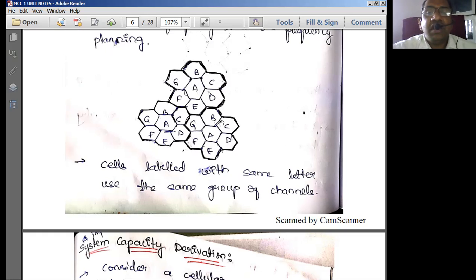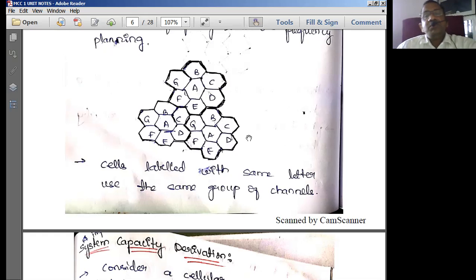See here A, B, C, D, E, F, G. Here also A, B, C, D, E, F, G. So three clusters have been used here. All these three clusters are going to use the same band of frequencies. That means the same channels have been reused here in order to provide the communication.